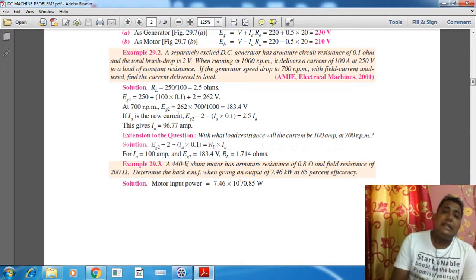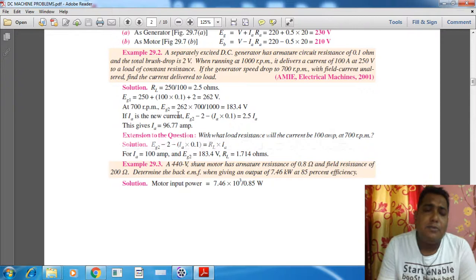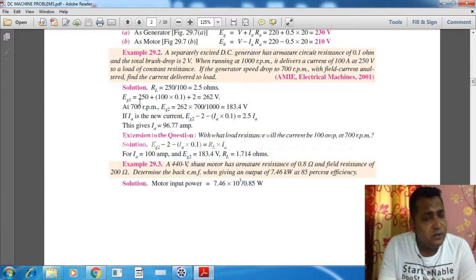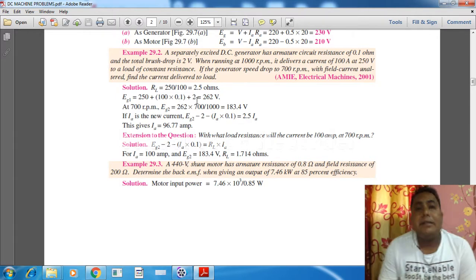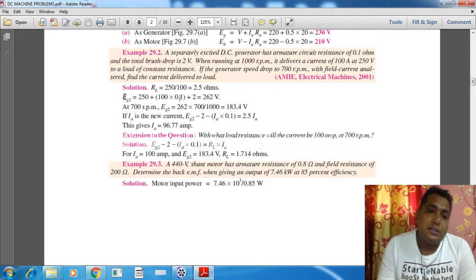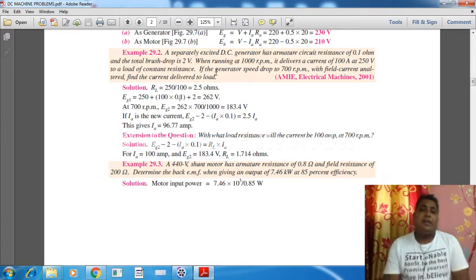Now as it is a generator, as we have done previously, what is the formula for a generator? Eg is equal to V plus IaRa. So that formula we are using over here. Eg is the generated EMF, equal to terminal voltage 250, given in the problem, plus Ia, given as 100, into the armature resistance, given as 0.1 ohm. An extra thing is mentioned over here, follow my pointer, that is the brush drop. The total brush drop is 2 volts. If it is mentioned in the problem, always add it to this EMF or voltage equation. So this is the total EMF generated over here, okay.